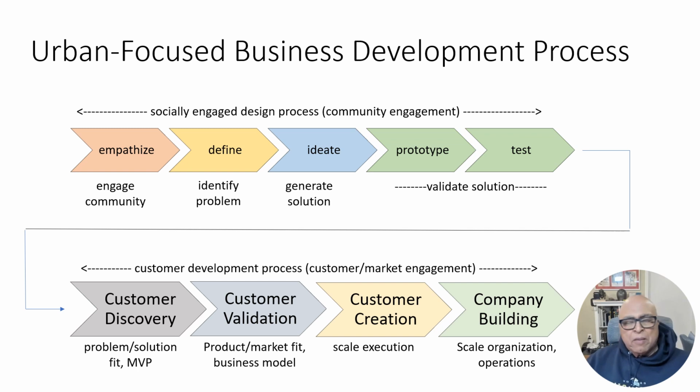So to develop a product or service that truly meets an important need or solves an important problem in an urban community, that results in an improvement in the quality of life in that community, we need to invoke what we call the urban focused business design process. That process involves first going through these socially engaged design process steps before we get into the customer development process steps.